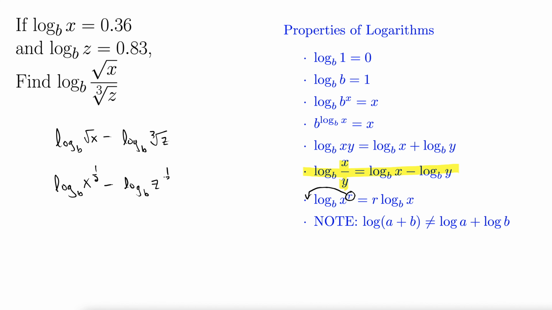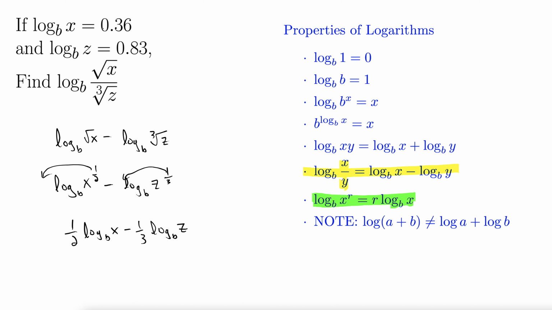Now we're getting somewhere. Now I'm going to use this property down here with the exponents to bring the exponents down to the front. So down comes the 1/2, down comes the 1/3. So we really have 1/2 log base b of x minus 1/3 log base b of z.